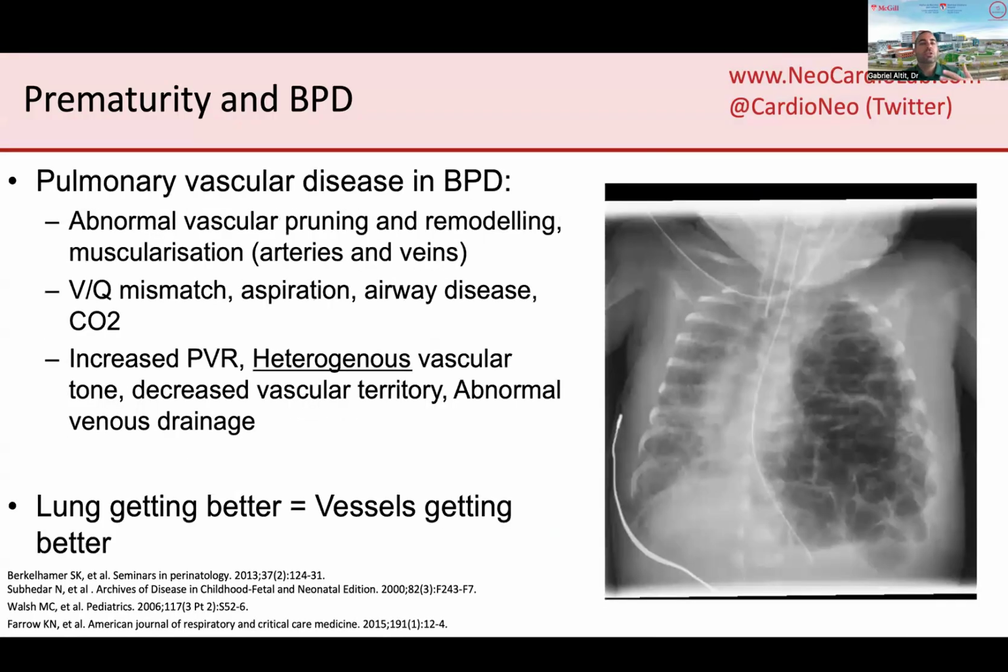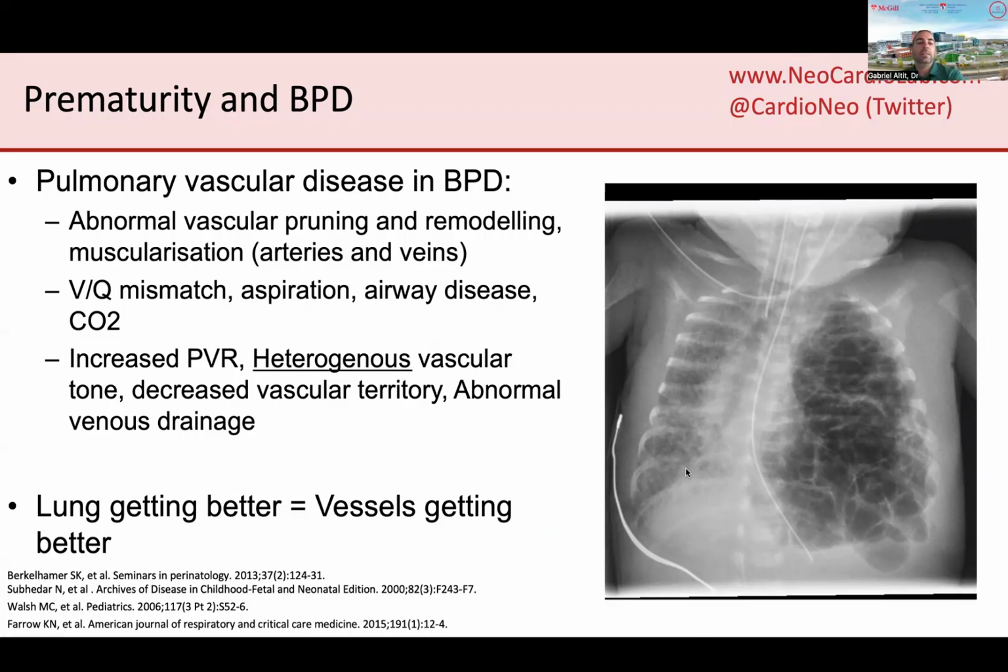They get a lot of inflammation. They get a lot of pulmonary vascular disease eventually because of abnormal vascular pruning and remodeling, decreased surface area. And the problem is that they can have a lot of heterogeneous lung disease. And this is true for the vessels too, where you get areas that have normal PVR, but others that have increased PVR, other areas that will have venous problems or lymphatic problems.